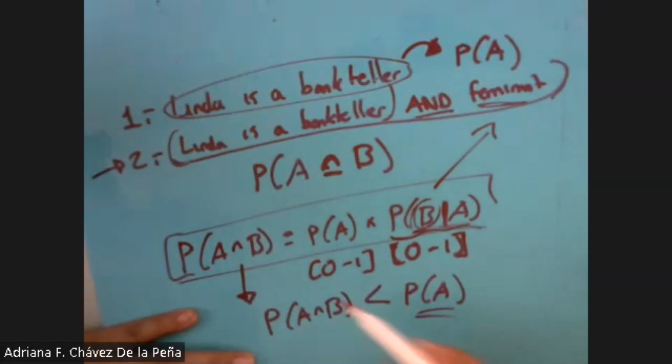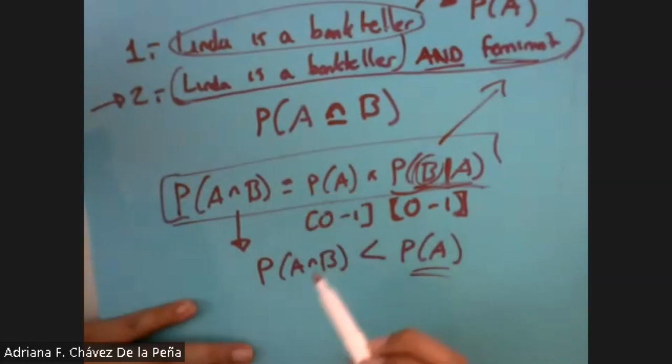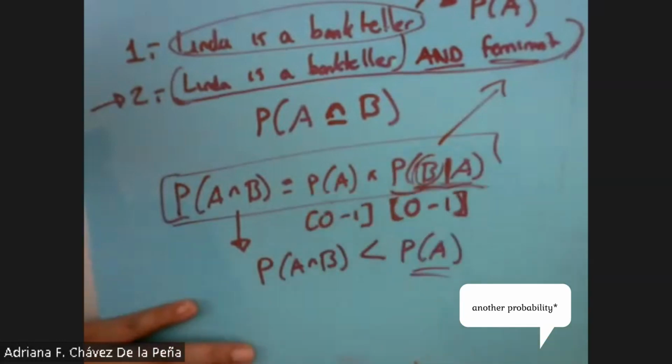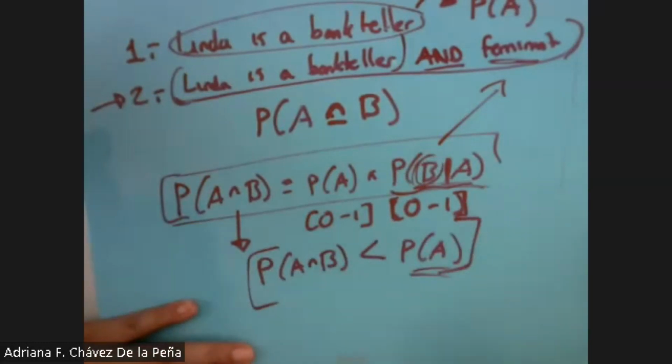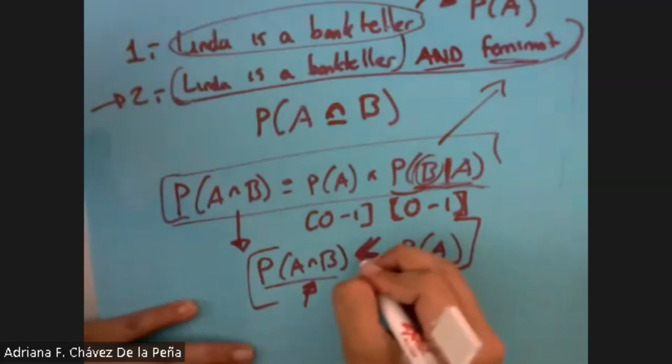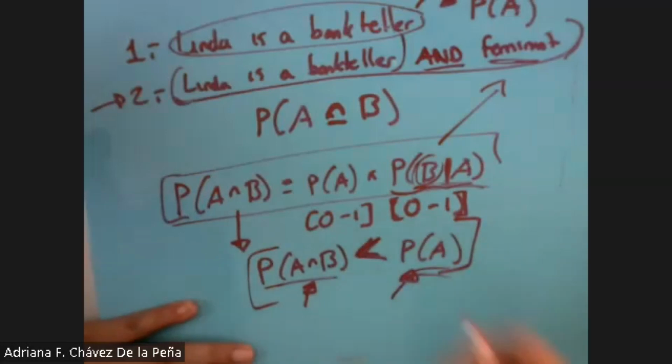And therefore, this is a mathematical fact: by multiplying whatever P of A is by another such number, I'm going to necessarily get something lower. Therefore, we conclude that the probability of any joint event is going to be smaller than the probability of its marginal elements alone. And that is the solution to this problem.